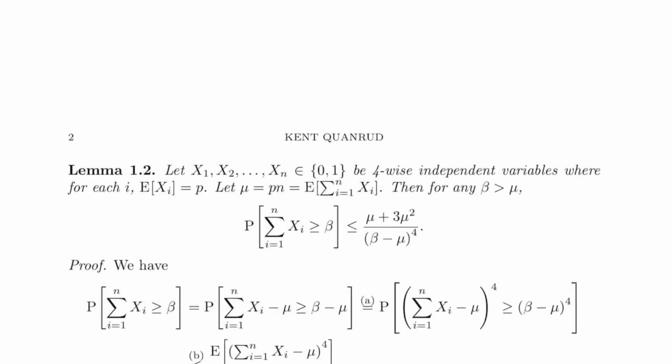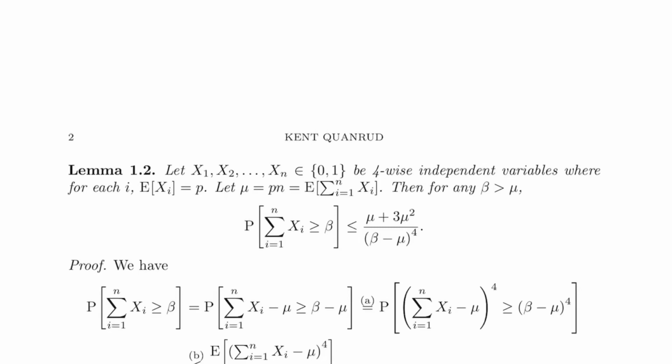Now we will state and prove a concentration inequality for 4-wise independent random variables. Let x1 through xn be 0,1 indicator variables that are 4-wise independent, where for each i, the expected value of xi is equal to p. Let mu denote the average, which is equal to pn, which is the expected value of the sum of the xi's. Then, for any beta greater than mu, we claim that the probability that the sum is greater than or equal to beta is at most mu plus 3 times mu squared, divided by beta minus mu to the fourth.